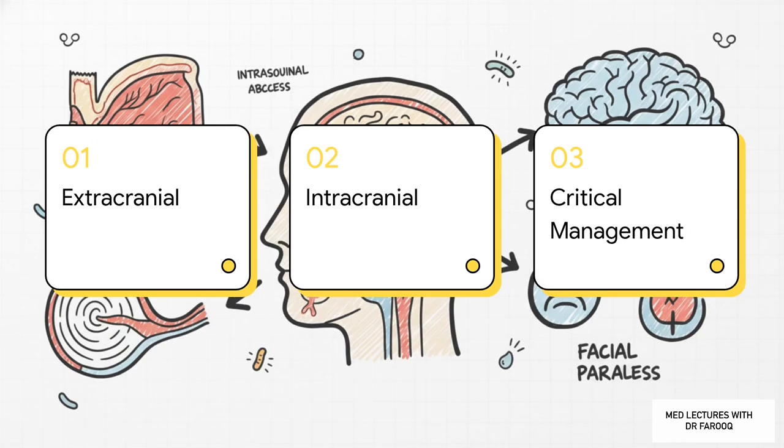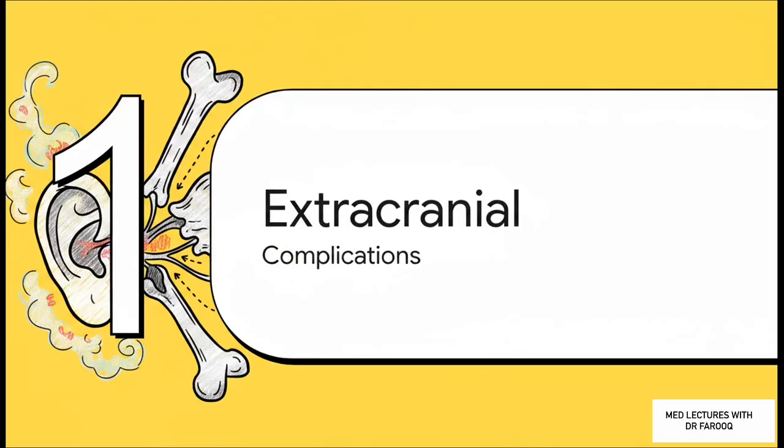Okay, let's dive right into this by outlining our agenda. We're going to move systematically through the exact data, covering 3 main sections. 1. Extracranial complications. 2. Intracranial complications. And 3. Critical management. Starting right off with Section 1, extracranial complications. These are the conditions that happen outside the brain cavity.